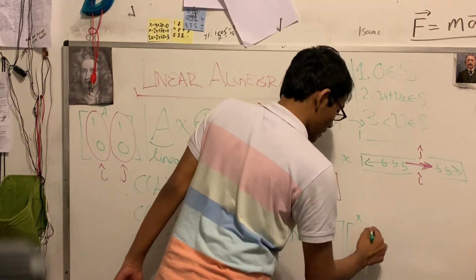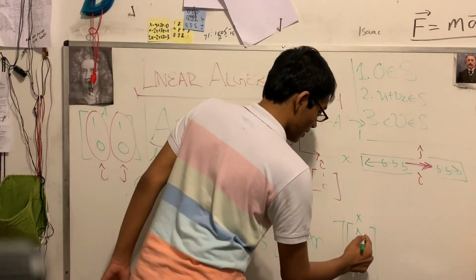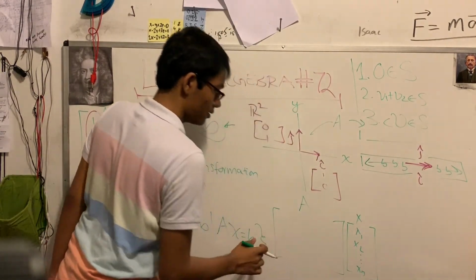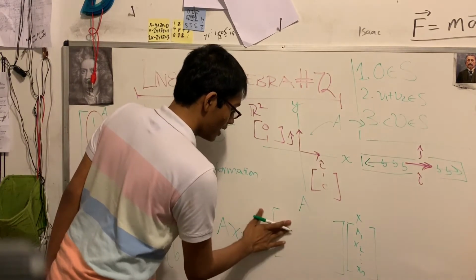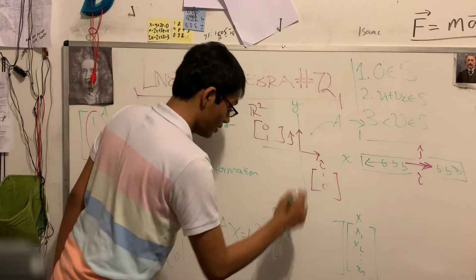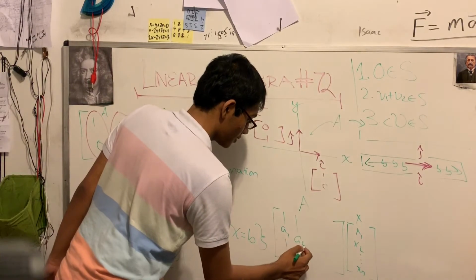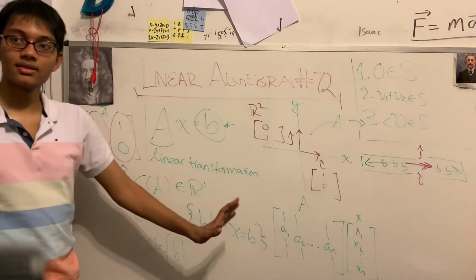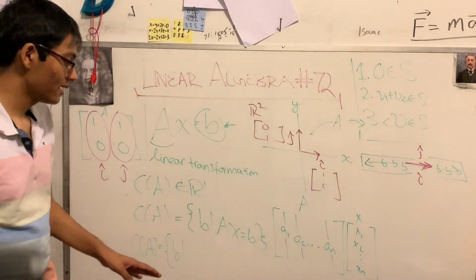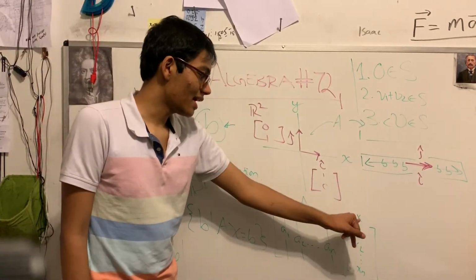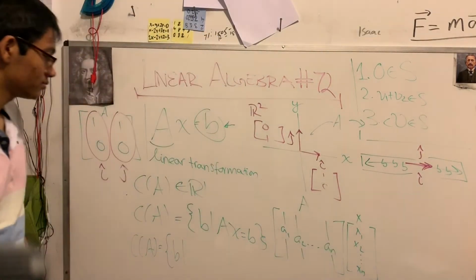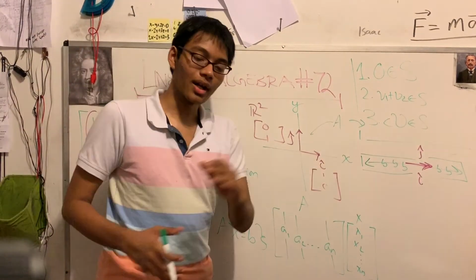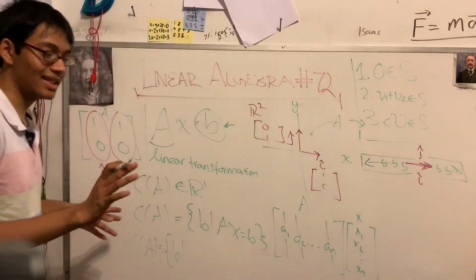X is a vector, and the vector is x1, x2, all the way to xn, is equal to, and A has n columns, a1, a2 all the way to an, right? Hopefully that makes sense. So A has n columns, the vector x has n rows. Good. Okay. So how can I express their product? What is A times x? Who has an idea?